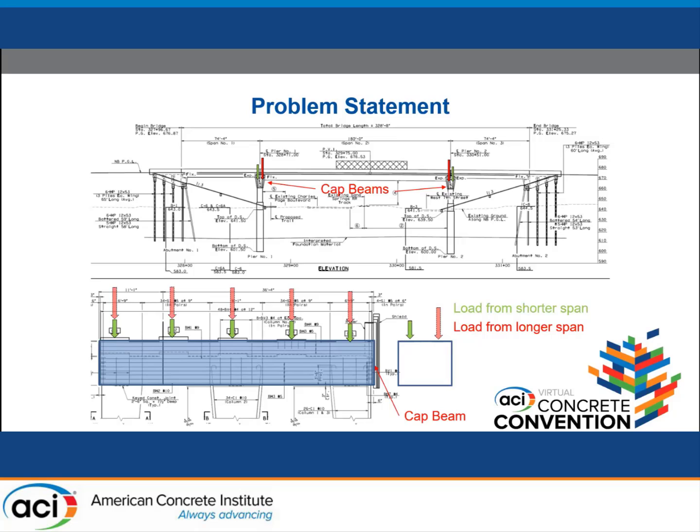If you look at the cross-section view of the cap beam, the red denotes the load from the longer span, which is bigger than the load from the shorter span. So there is a torsion, and the torsional moment is very significant for this type of construction. When you do design, especially when you design the reinforcement, you do need to consider the torsion induced by the difference in the load from the longer span and the shorter span.